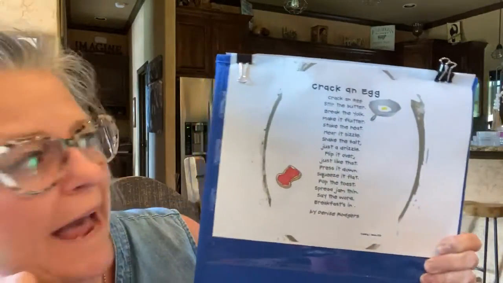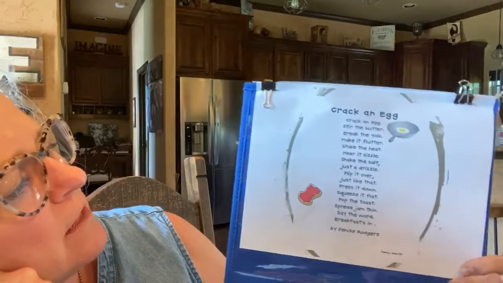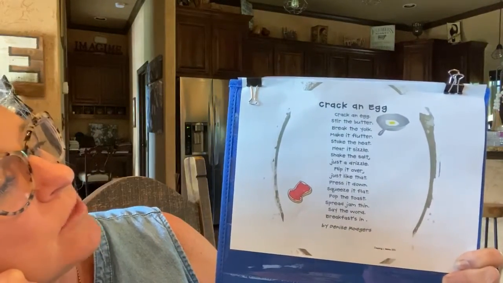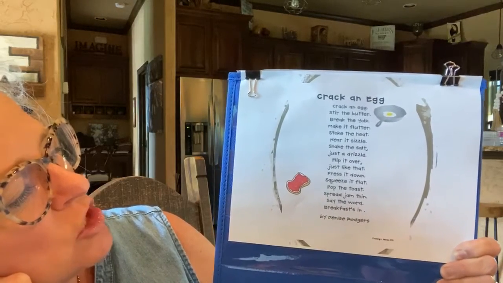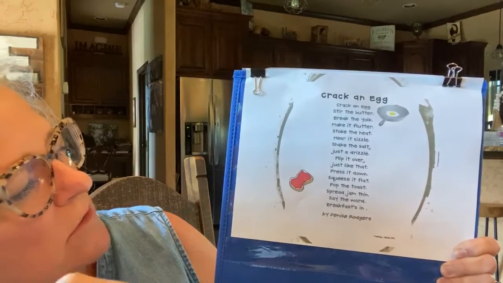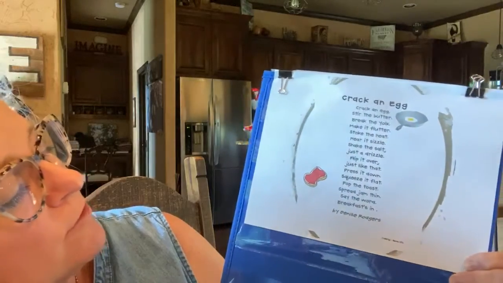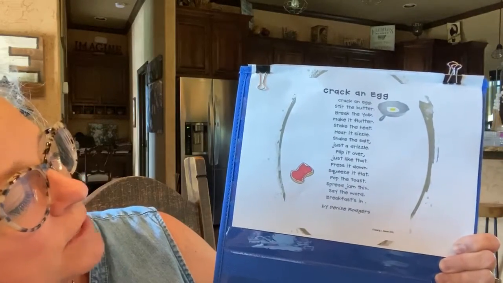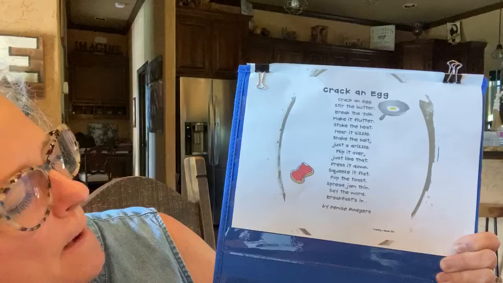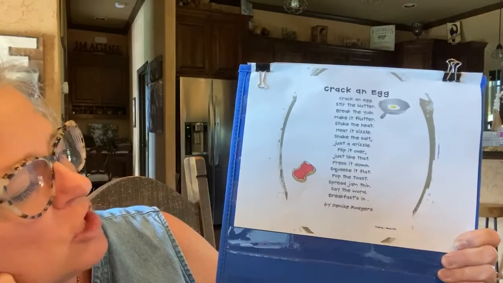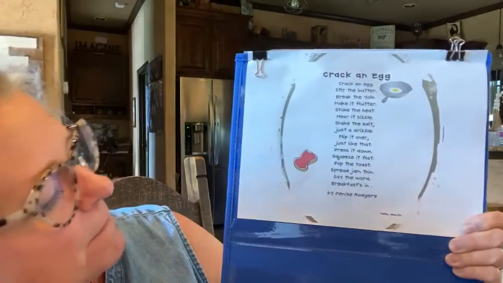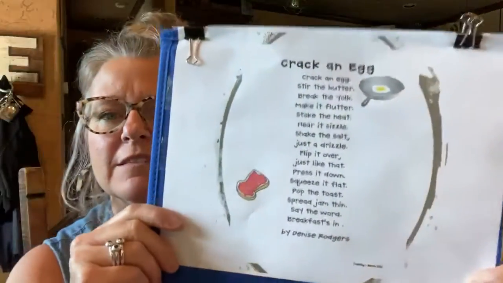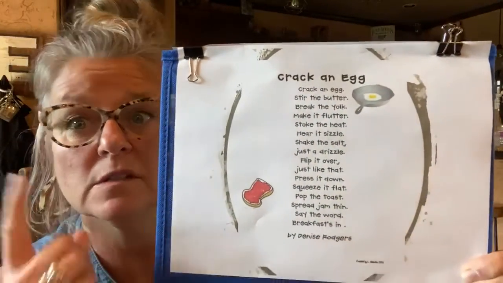Ready? Crack an egg. Crack an egg. Stir the butter. Break the yolk. Make it flutter. Stoke the heat. Hear it sizzle. Shake the salt. Just a drizzle. Flip it over just like that. Press it down, squeeze it flat. Pop the toast, spread the jam thin. Say the word, breakfast's in. By Denise Rogers.